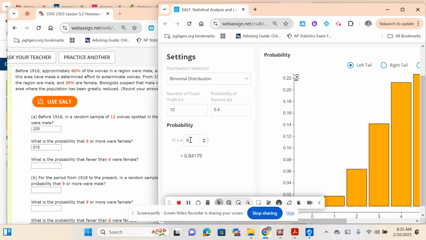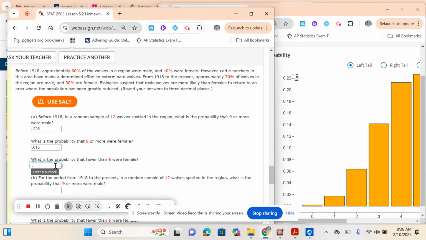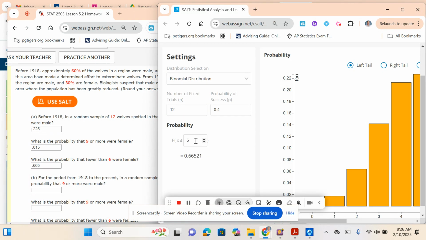What's wrong here if I put 6? It says fewer than 6. Does fewer than 6 include 6? No. So what should I put here? I need to put 5 there. So fewer than 6 means 5 and below. If I put 6 there, it's got an equal to it, meaning it's including 6. So you're going to put 1 less than that number because you're not including that number, since it's fewer than 6. 6 is not fewer than 6, so 6 doesn't get to be included. So you have to subtract 1 from that.